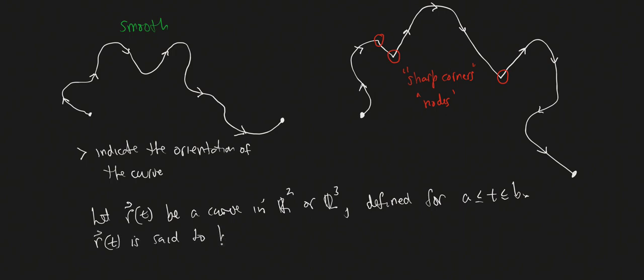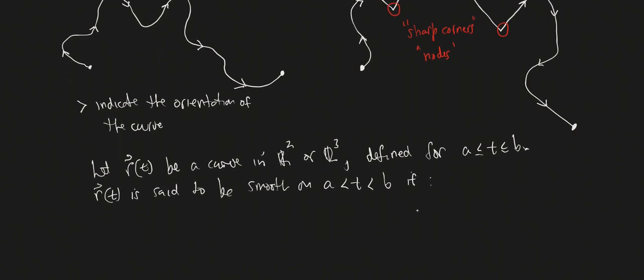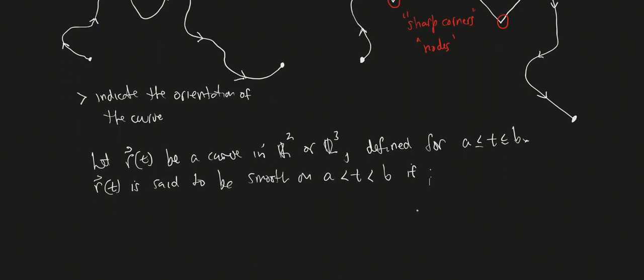r of t is said to be smooth on the open interval, so that's where we take out the endpoints, if this is true. For smoothness, the first thing we require is that the derivative function must be continuous, so r prime of t is continuous.